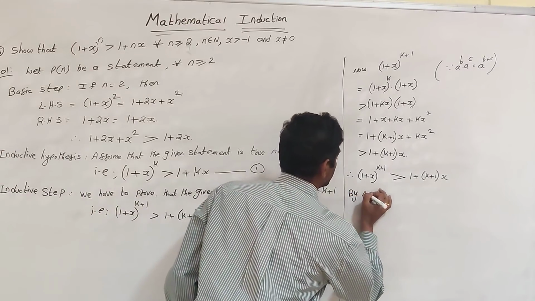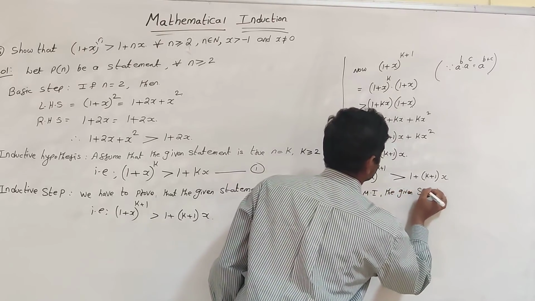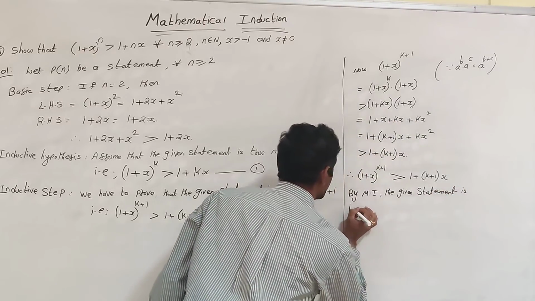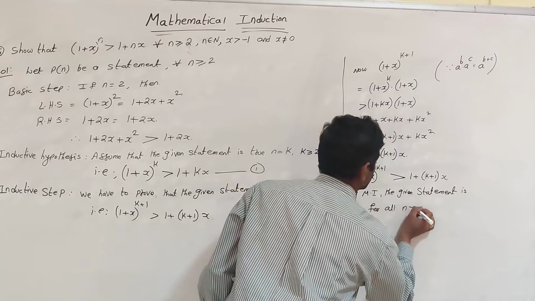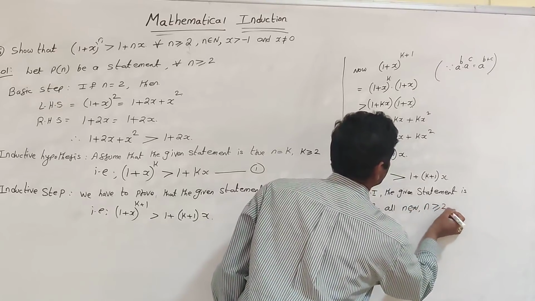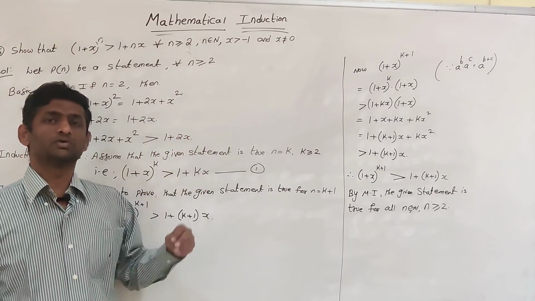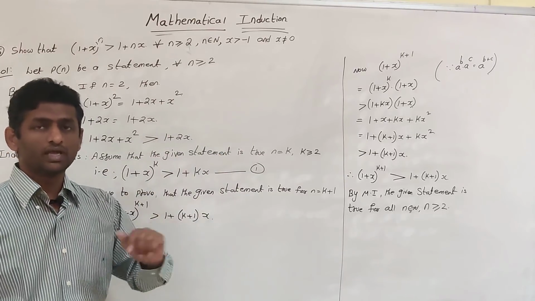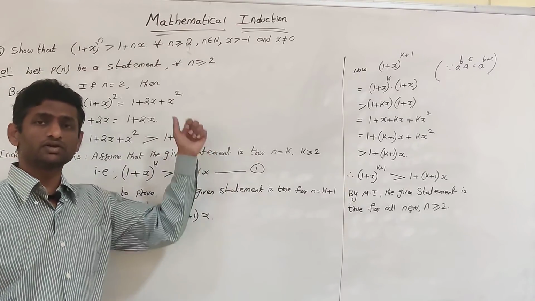By mathematical induction, the given statement is true for all n belongs to natural numbers, but n is greater than or equal to 2. In the previous problems we took the basic step as n equal to 1 because it was satisfied for n equal to 1. But in this problem it is satisfied from n equal to 2. That is our basic step.